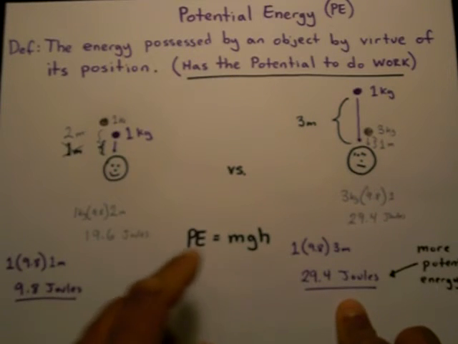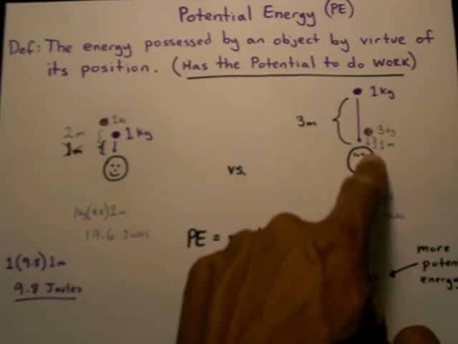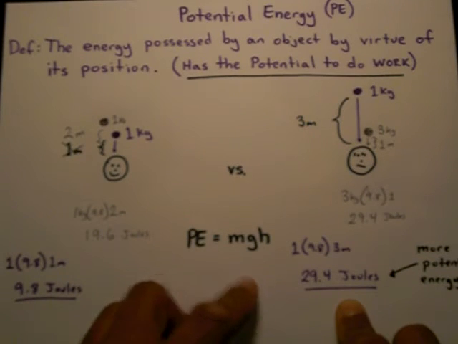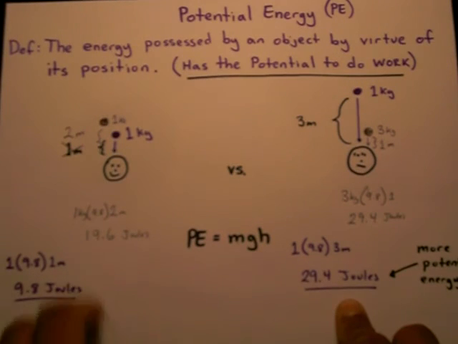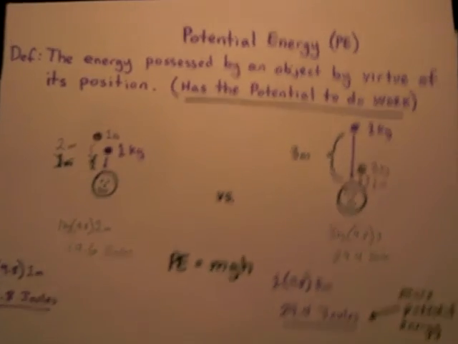But what's kind of interesting here is that even though this ball is lower or closer to the head, because of its mass, it still indeed has more potential energy than this one does. So that, in a sense, is how potential energy works. However, we cannot forget that there's actually another form of energy.